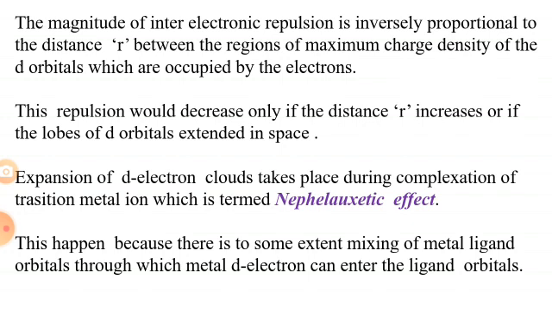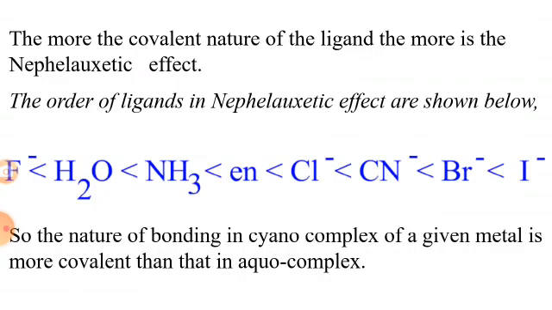So there is a mixing of ligand orbitals and metal d electrons, which leads to the expansion or delocalization of electrons, and that's why it shows the Nephelauxetic effect. The more covalent the nature of the ligand, the more is the Nephelauxetic effect. If the Nephelauxetic effect is more, the expansion of orbital leads to more reduction in interelectronic repulsion, and if the Nephelauxetic effect is high, the covalent nature of the ligand is more.